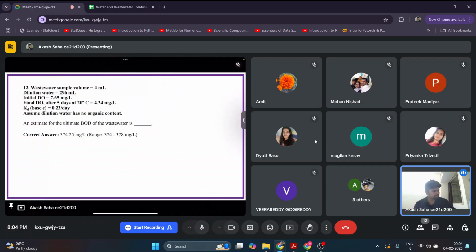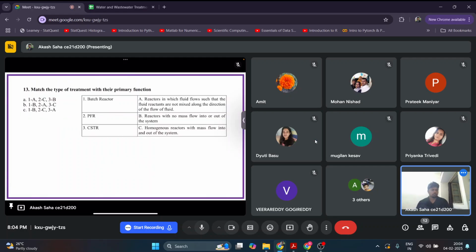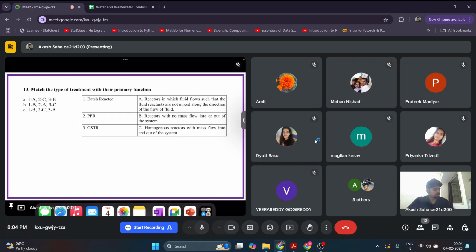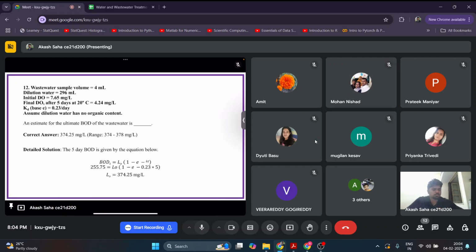Same thing has been given. Okay, next problem. Match the type of treatment with their primary function. So we have batch reactor. Could you go back a little, sir, I want to take a screenshot. Okay.